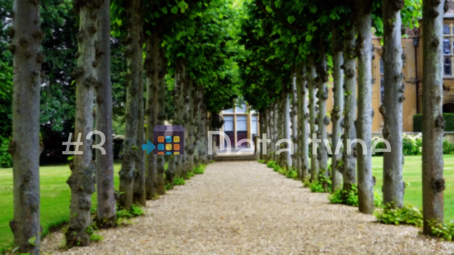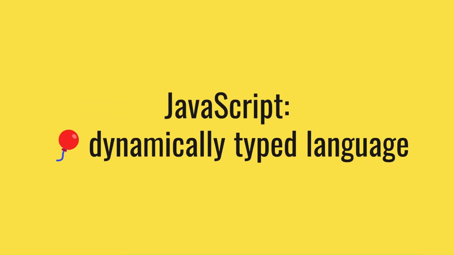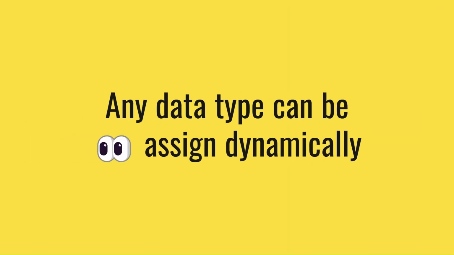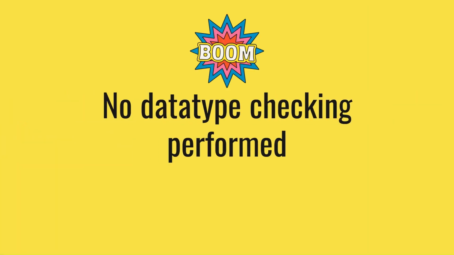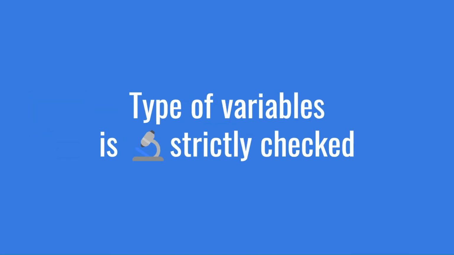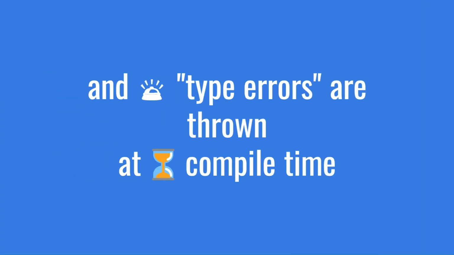The third major difference is data type. JavaScript is a dynamically typed language. Any type of data can be assigned to any variable dynamically. No data type checking is performed. But TypeScript is a statically typed language. This means that the types of variables and functions are strictly checked at compilation, and type errors are thrown at compile time to detect errors at an earlier stage.